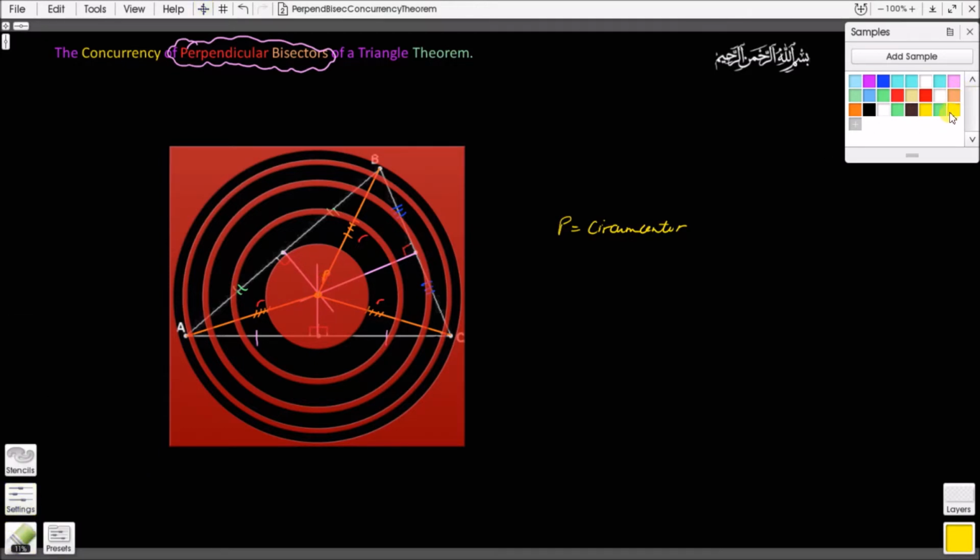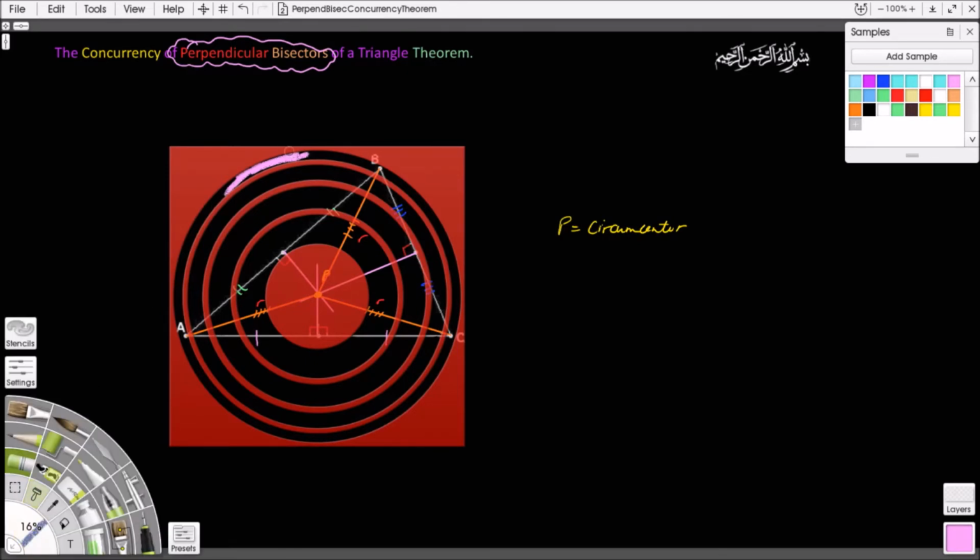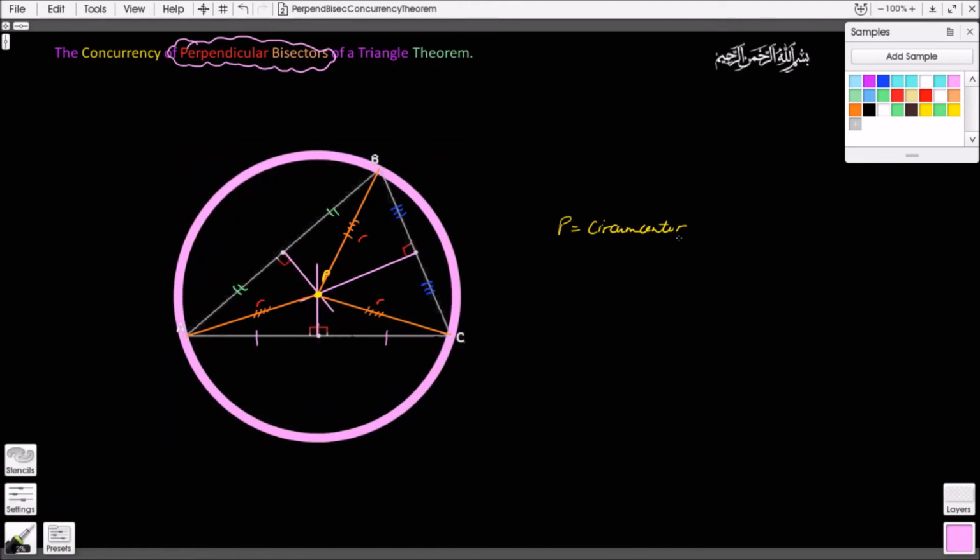What color should we pick? Well, we've been picking that. Let's make that a nice purple because we picked up purple. So let's color this purple like this. Make it nice and purple circumcenter like this. See, there we have it.